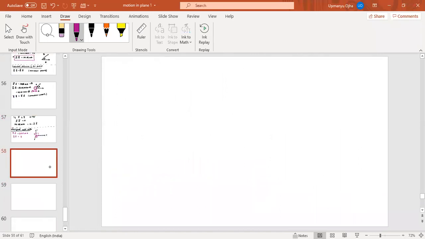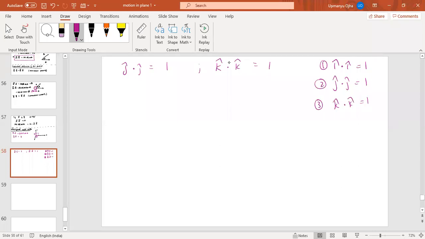Similarly, what is the value of j cap dot j cap? Tell me. 1. Very good. And the next thing, k cap dot k cap, would again be 1. So from here we got 3 results. One result is that I dot I is equal to 1. Second, j cap dot j cap is equal to 1. And third, k cap dot k cap is equal to 1. These are the 3 results.